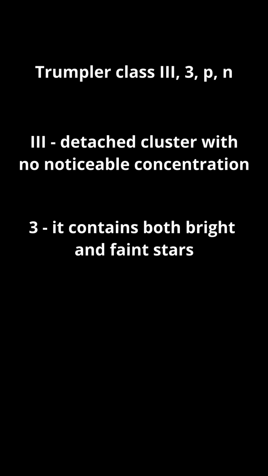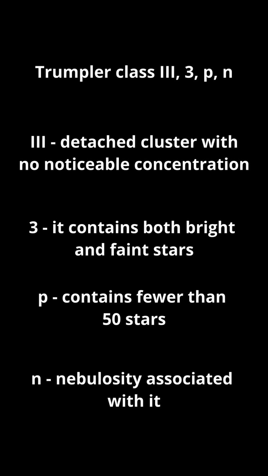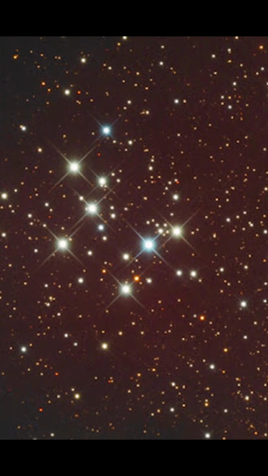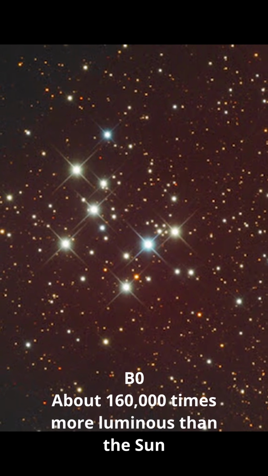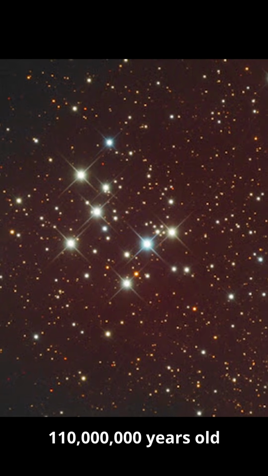It is classified as a Trumpler Class 3PN, which means it is a detached cluster without noticeable concentration. It contains both bright and faint stars. It has fewer than 50 stars, and there is a nebulosity associated with it. The 5 hottest members of M29 are giant stars belonging to the spectral class B0, about 160,000 times more luminous than the Sun. The estimated age of the cluster is 110 million years.